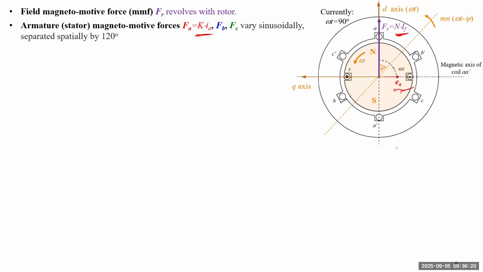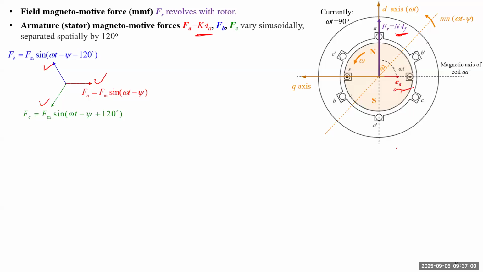Which means if you draw those magnetic forces, they will be like phasors or vectors pointing in the same directions, but the value is proportional to the current. So we have to determine the direction. A axis is pointing to the right, so we define the positive axis for A, which is this one. Then B will be leading A by 120 degrees spatially, but temporally it will be lagging by 120 degrees. And C will be lagging A by 120 degrees spatially.